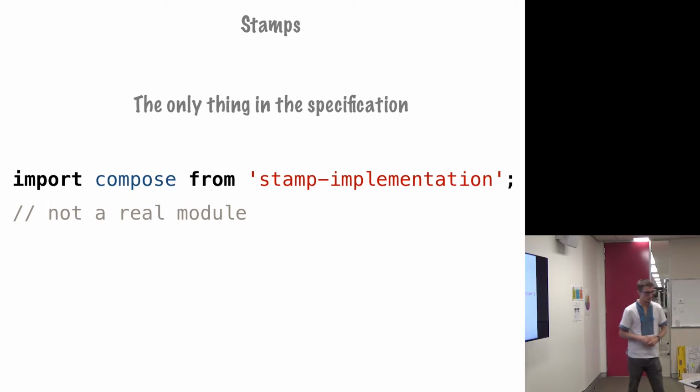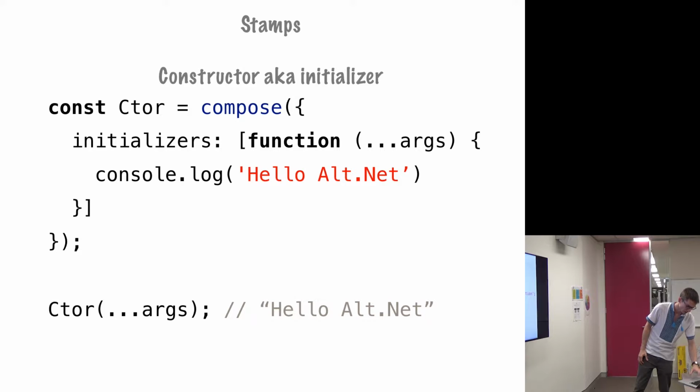The only thing in this specification is the compose function. So this compose is a function. And you probably don't know, but if you know, that's good, that functions in JavaScript are also objects. So we just import an object, which is a function. We try to keep the specification as short, as tiny as possible.